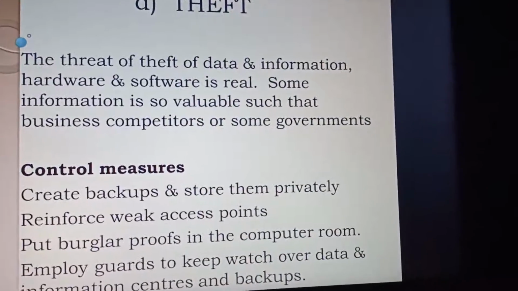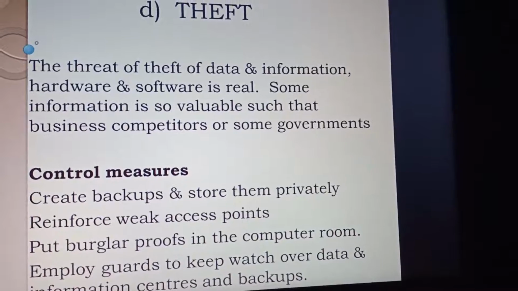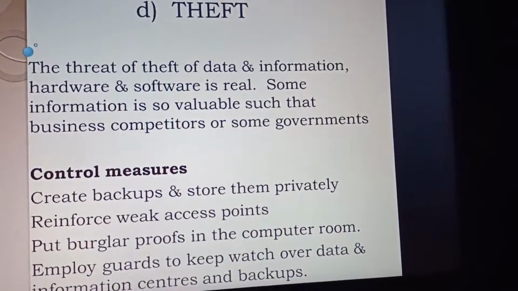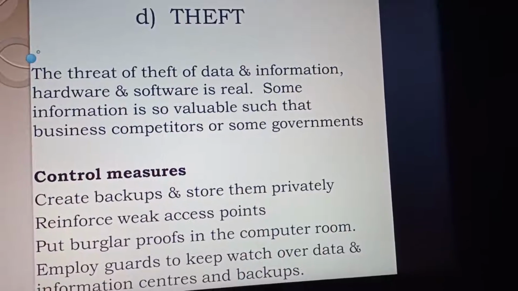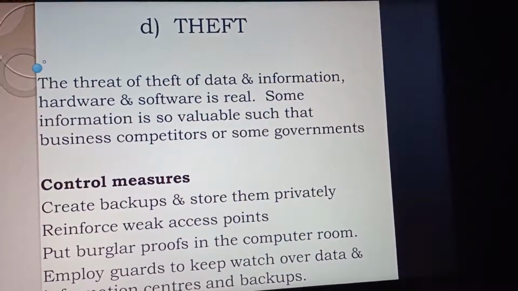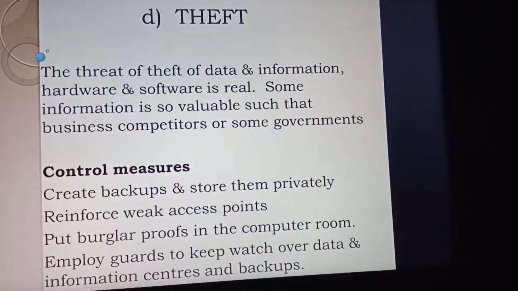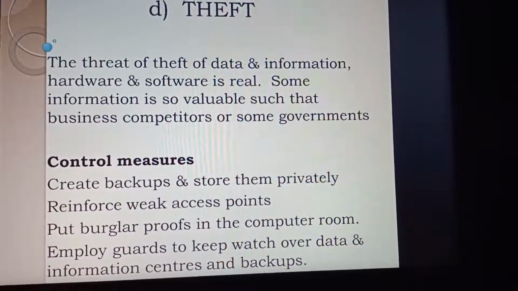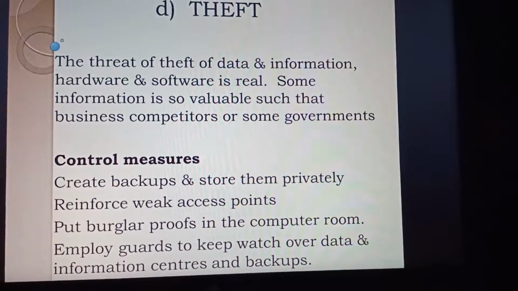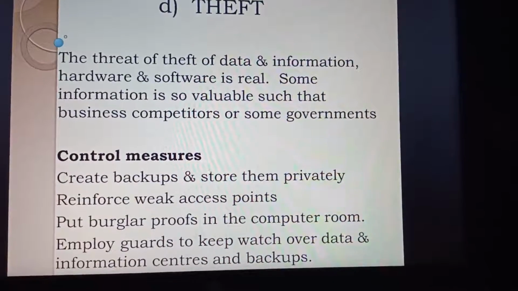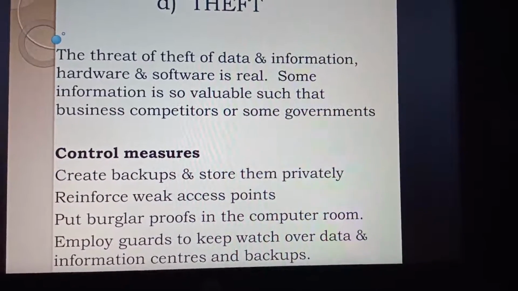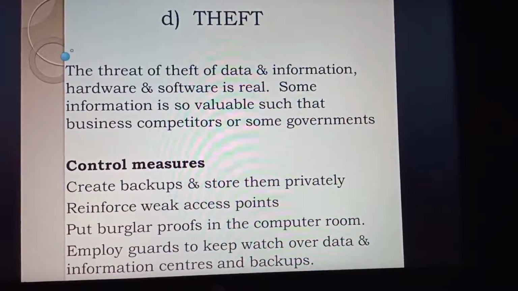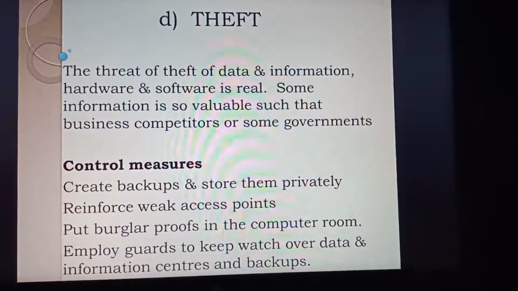Then D, we have theft. This is stealing of information and data, hardware and software, which does not belong to you. So such information is very valuable to business competitors. So you can steal to maybe find out about the competitor. Control measures. You are supposed to create backups and store them privately. Reinforce weak access points. Use burglar proofing in the computer room. Employ guards to keep watch over the rooms where you have kept data and information.